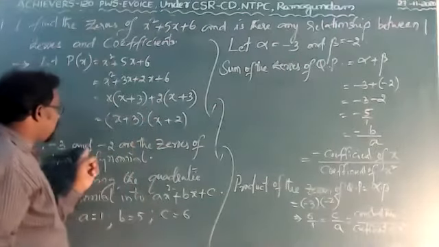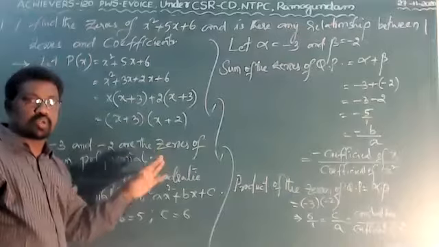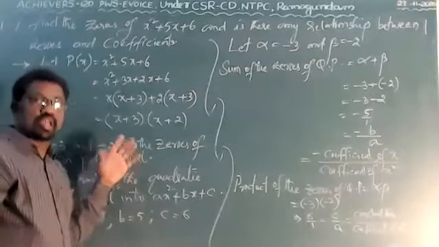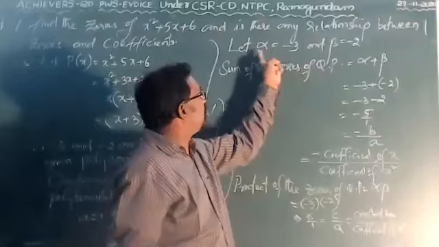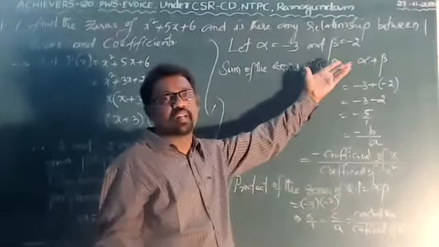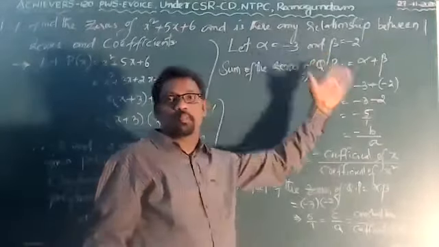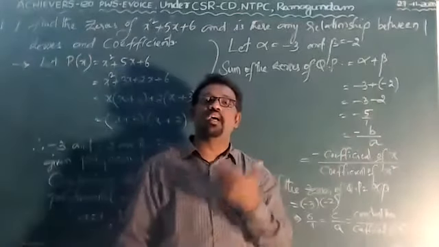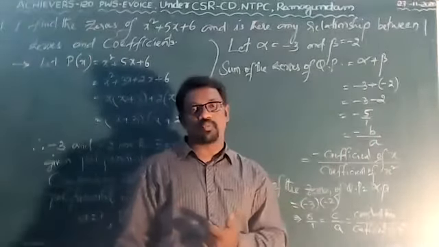So yes, you got it here, minus 3 and minus 2 are the zeros. Now we have to compare these coefficients and zeros, any relation. Let us take alpha is equal to minus 3, beta is equal to minus 2. You can even take alpha is equal to minus 2, beta is equal to minus 3. It is your willingness whether alpha, beta is minus 3 or minus 2.